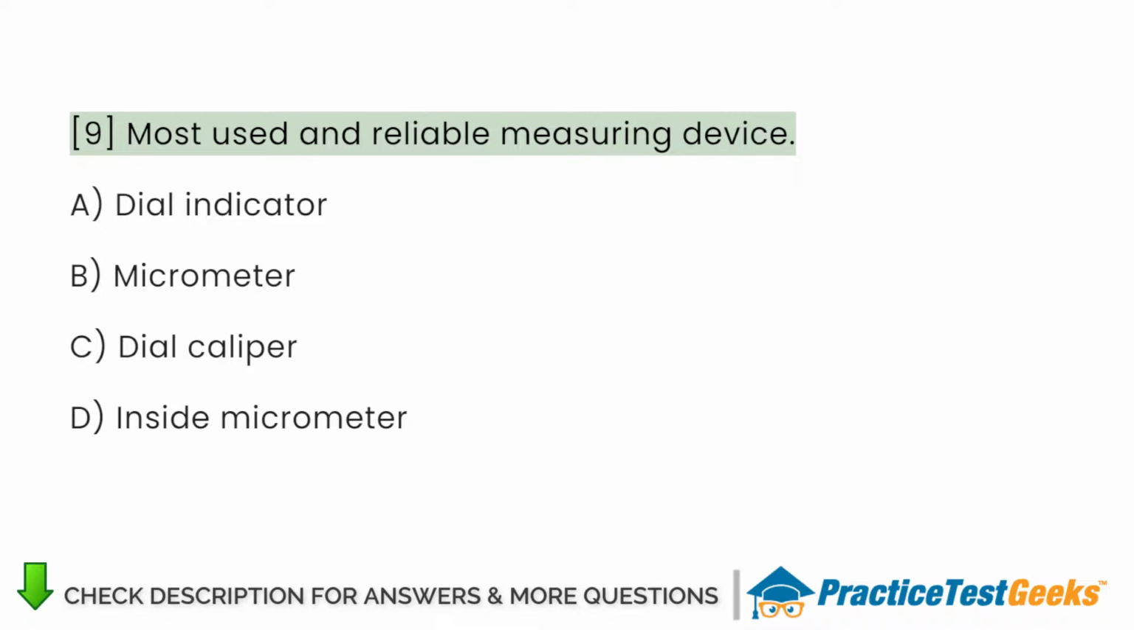Most used and reliable measuring device. A. Dial indicator. B. Micrometer. C. Dial caliper. D. Inside micrometer.